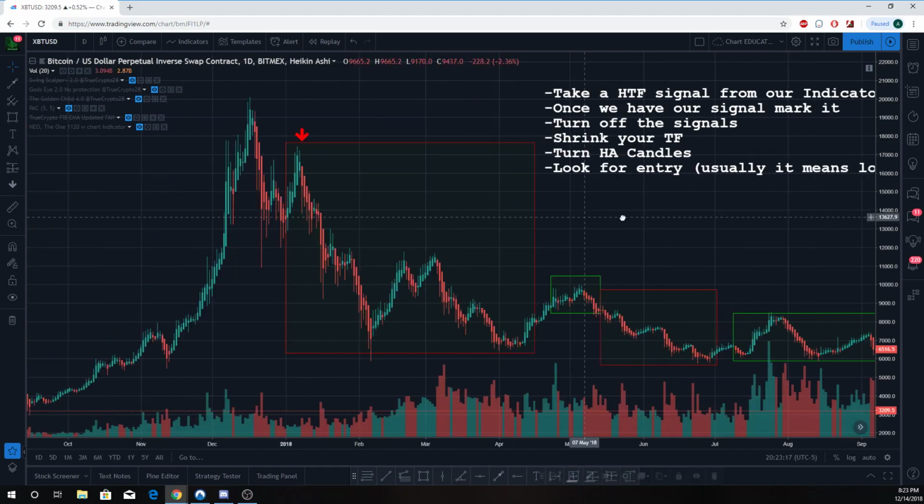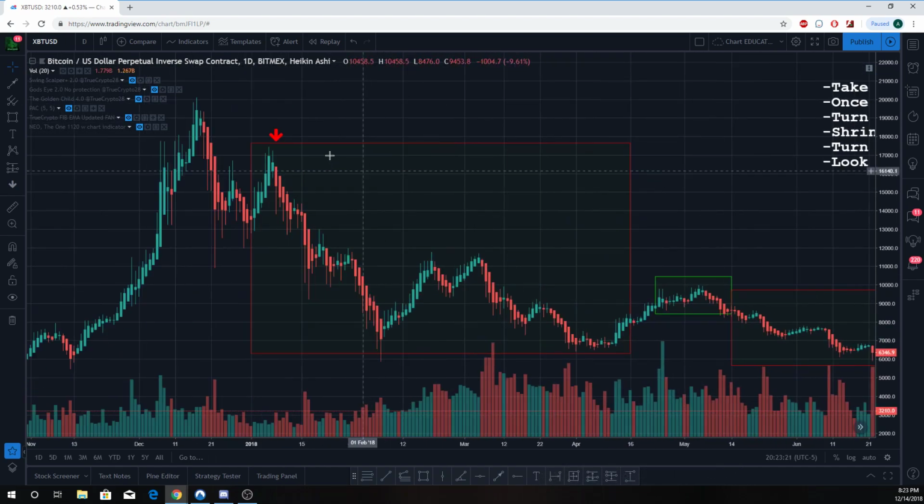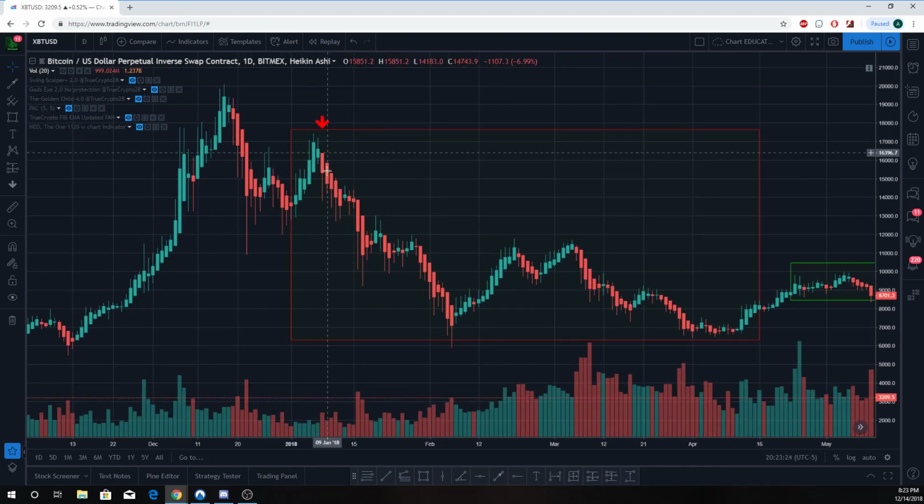Okay, let me get it out the way. Alright, so usually that means looking for a color change. So if this was a 1 hour chart, I would say, well, first of all, if you were early, right? So if you're right here and you got that signal, feel free to jump in. Just know that it can turn around on you. And if it does, it turns green, you're going to get out.